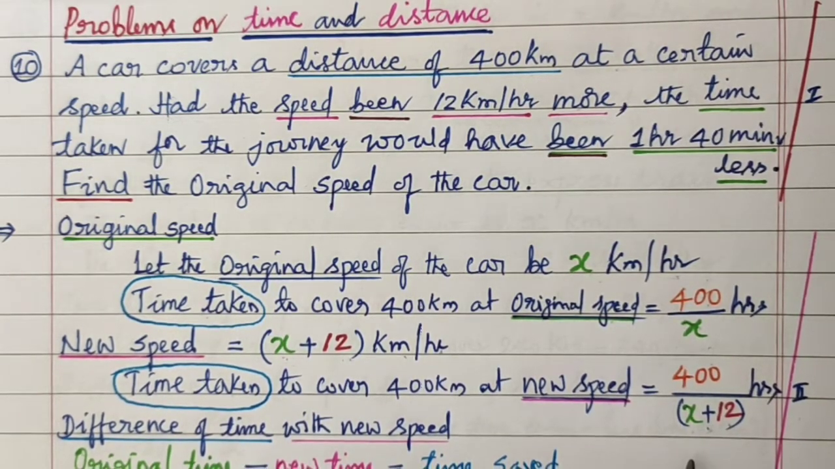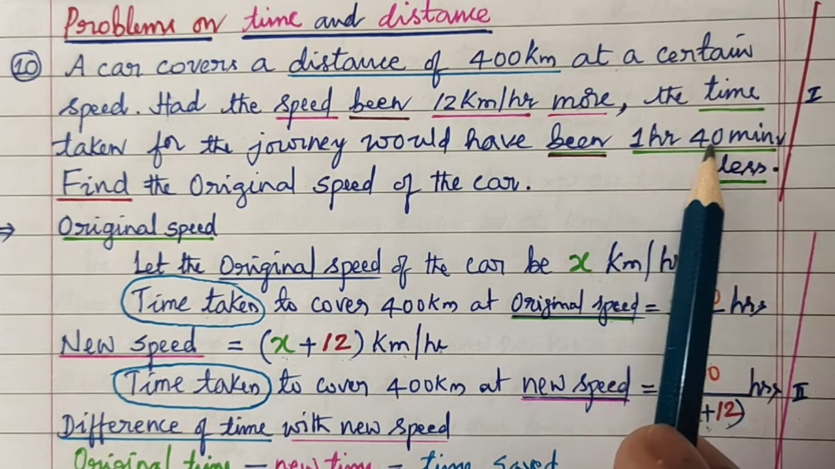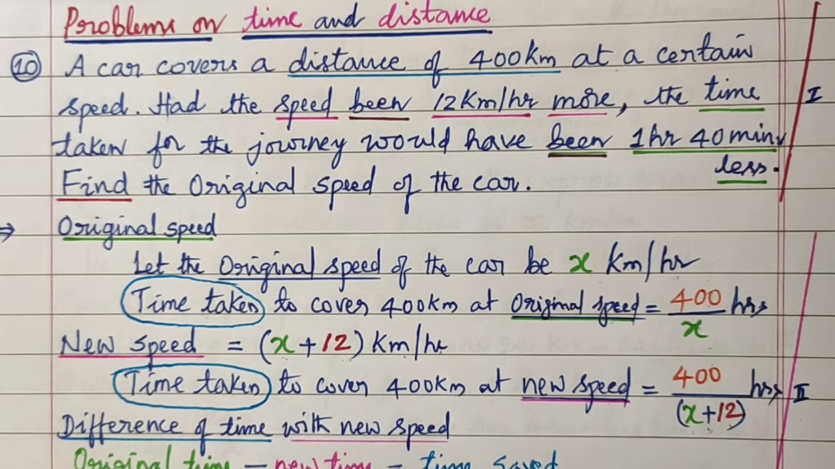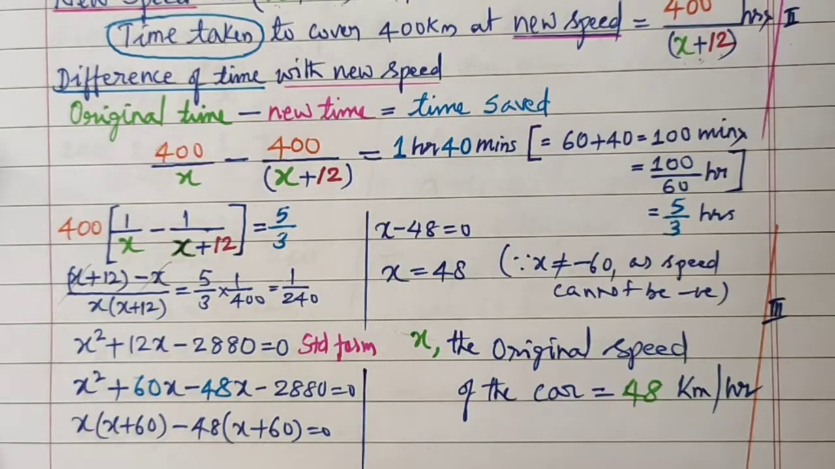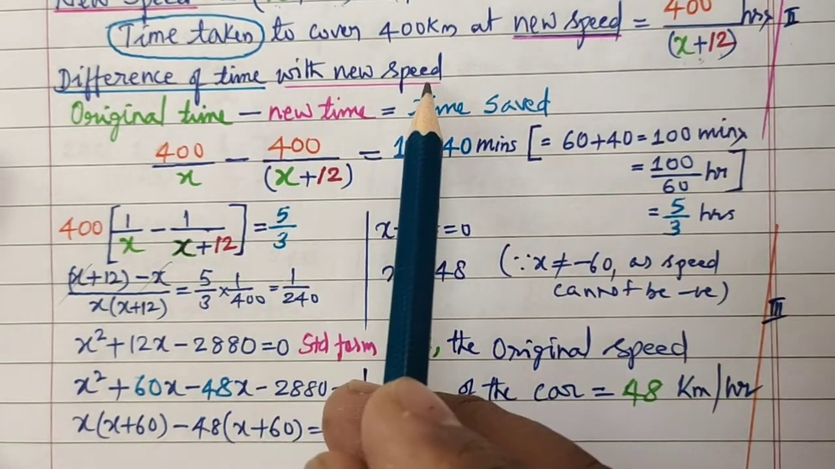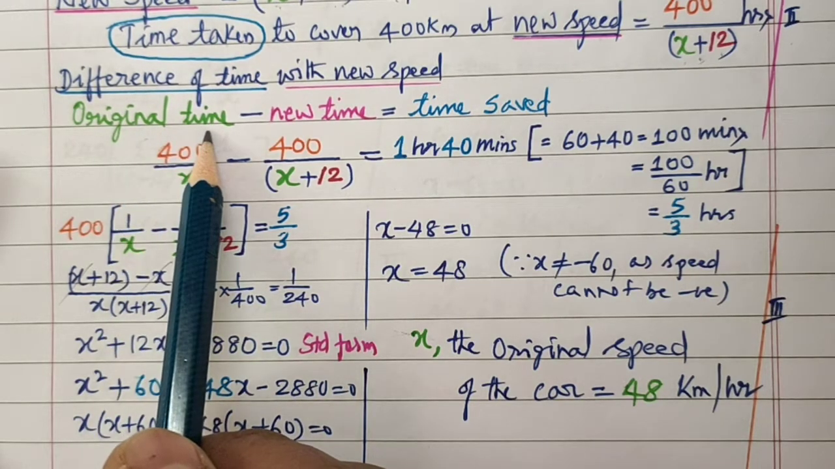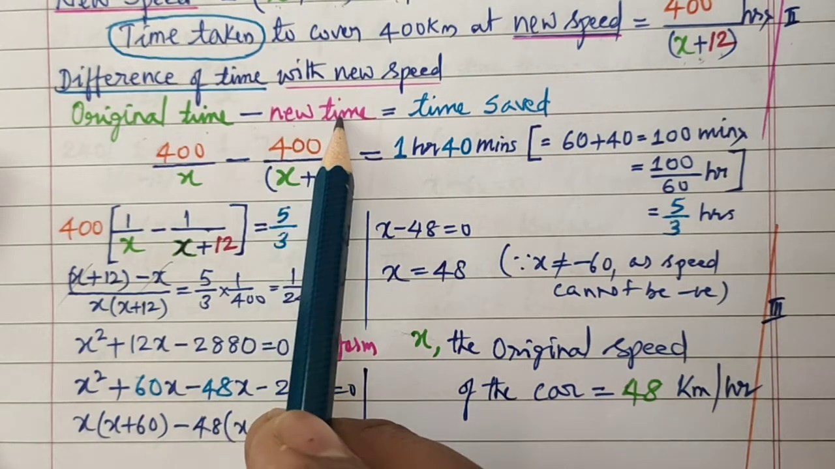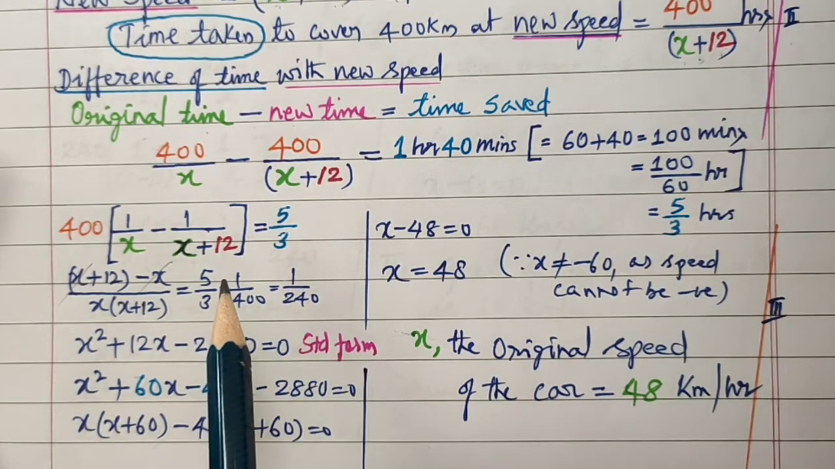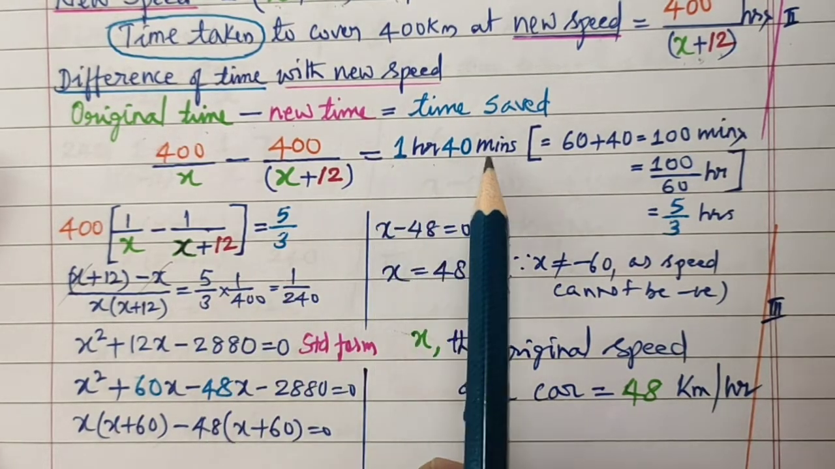So they're telling that if you would have gone with the new speed, you would have saved 1 hour 40 minutes. Then the difference of time with the new speed is the original time, that is 400 divided by x, minus the new time, that is 400 divided by x plus 12, is equal to 1 hour 40 minutes.